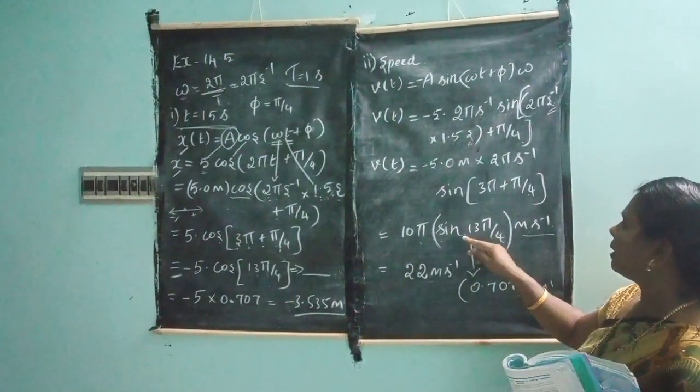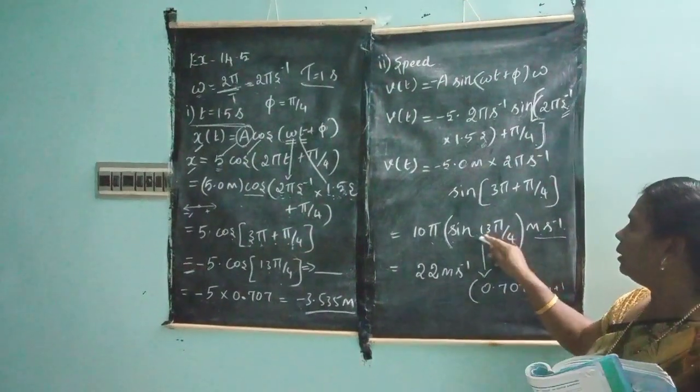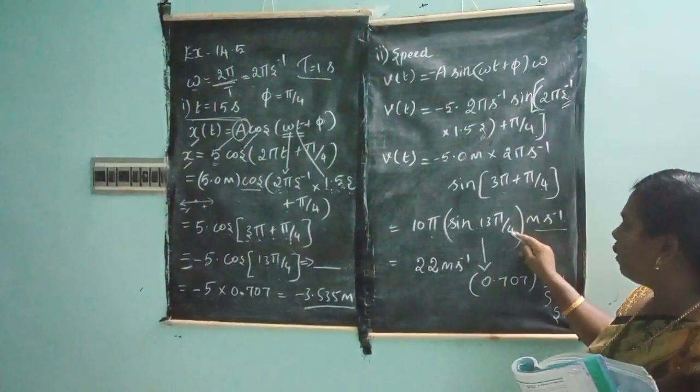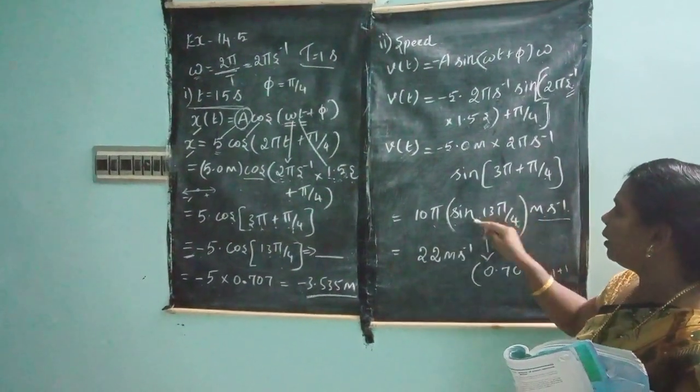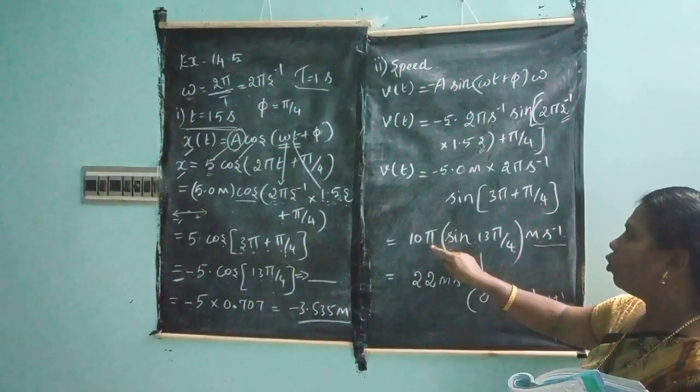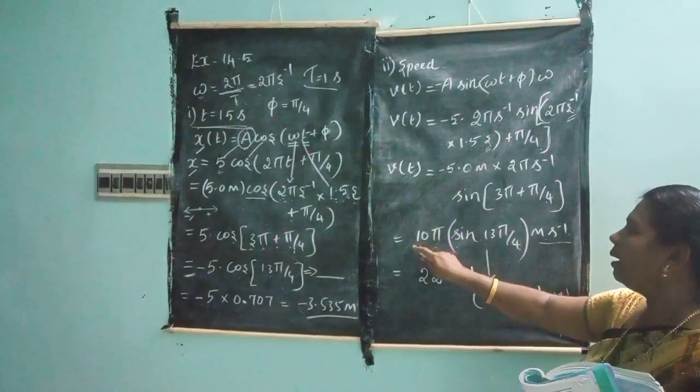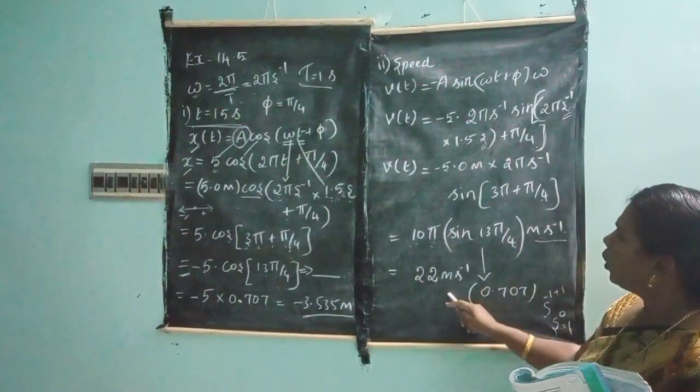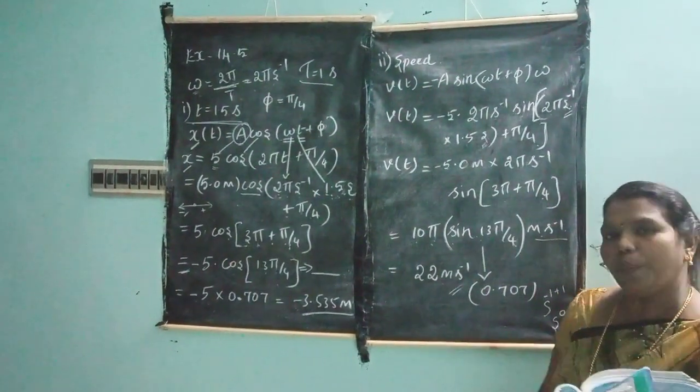When I am taking this sine value, sine of 13 pi, that is 13 into 3.14 divided by 4, I find out this value in the log book and go forward to multiply. Here again there is pi, so pi is 3.14, into 10. When I am multiplying all those values, you get the answer 22 meter per second.